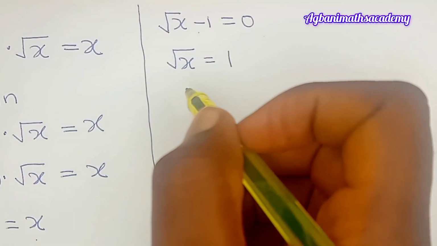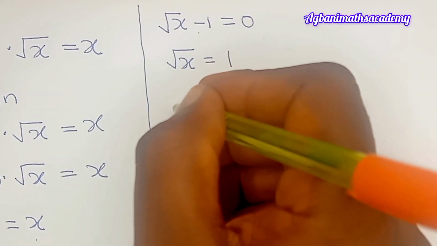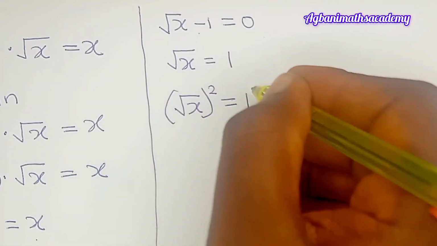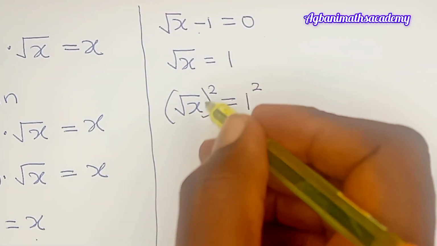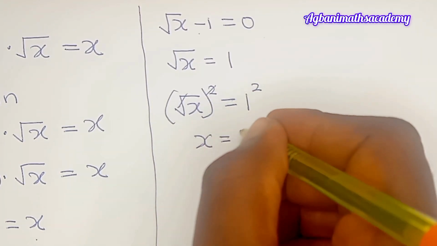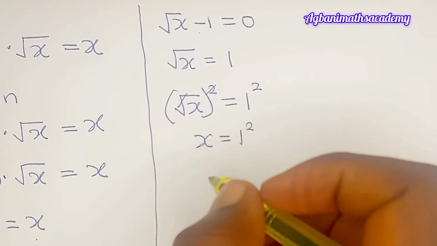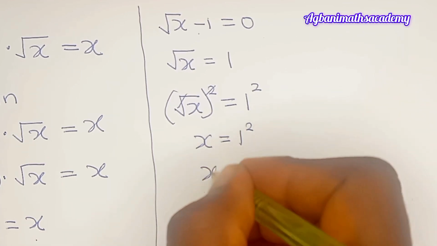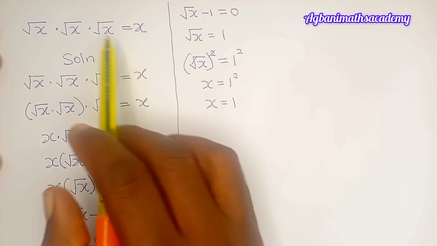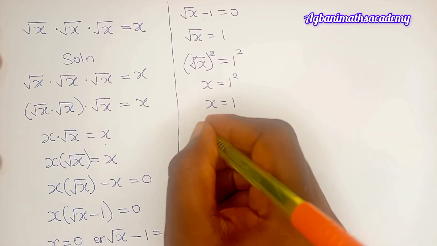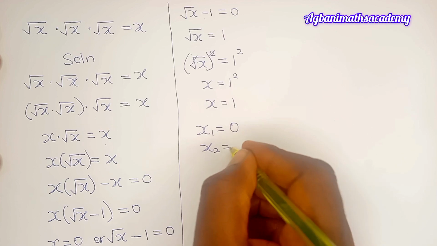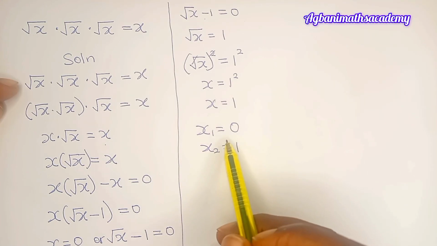So in order to eliminate the square root, we need to square both sides. So (√x)² = 1². So square root and square will cancel out to have x = 1². But 1² is the same thing as 1. So x = 1. So this means the two values of x that satisfy this equation are x₁ = 0 and x₂ = 1. So let's confirm if our answer is correct.